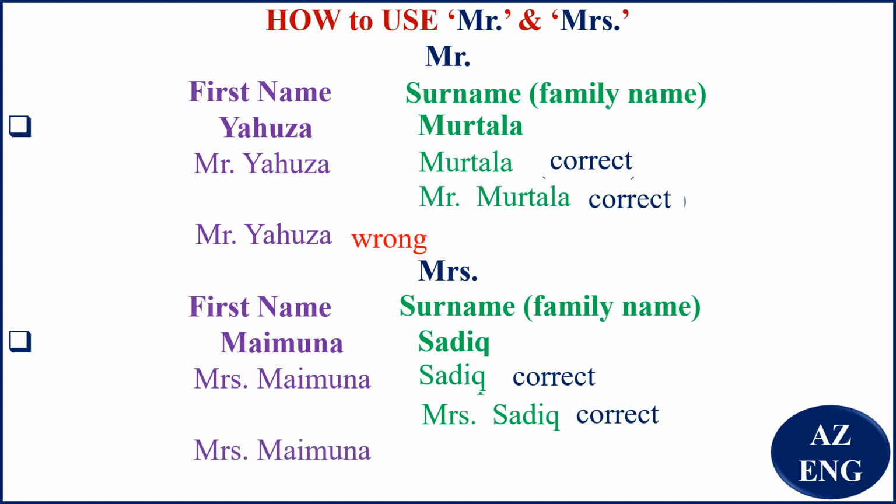But if I should say Mrs. Maimuna and keep quiet, this is wrong. So you use Mrs. first name plus surname, one. Mrs. surname, two. But Mrs. first name, wrong. I think this was very simple, wasn't it?